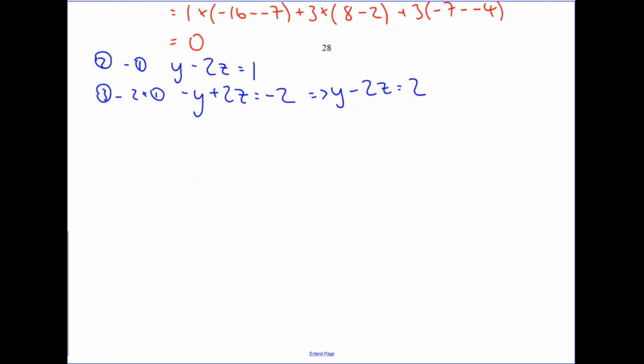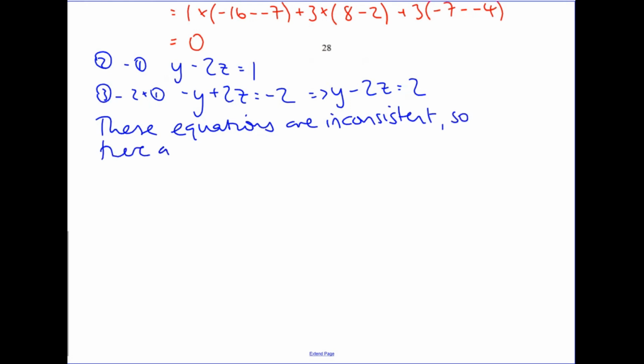So you get the same thing on the left-hand side for these, but they're equal to different things. So these equations are inconsistent. So there are no solutions to this. So if they're consistent, there are infinite solutions. If they're inconsistent, there's no solution.